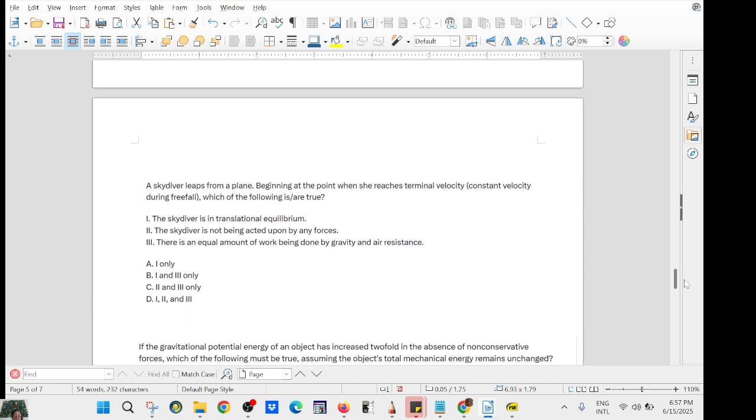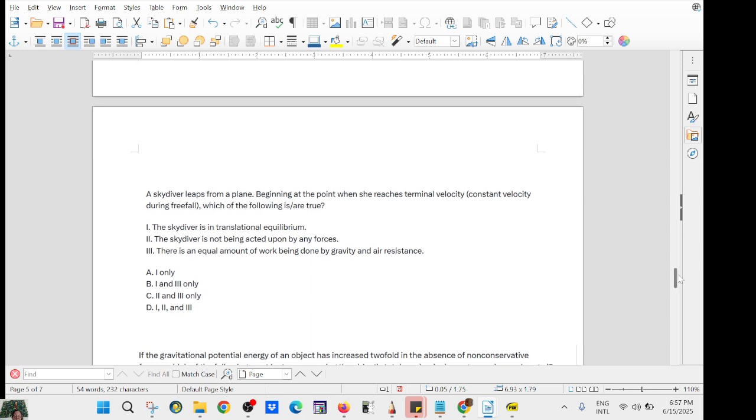Okay, so the skydiver. This one, you can stop the video. Which one is true? You have a skydiver and she reaches terminal velocity.